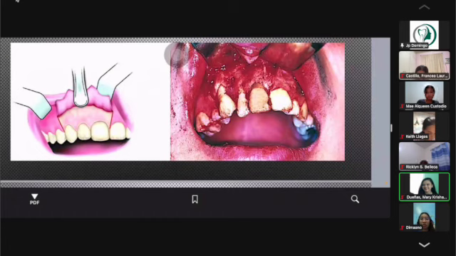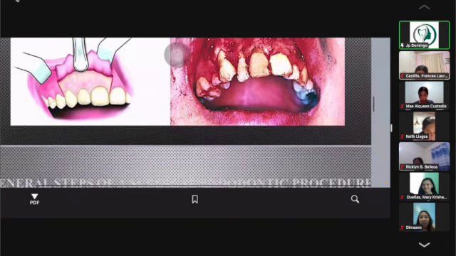The reflection now of the mucoperiosteum and the exposure of the labial alveolar cortical plate using our periosteal elevator. And after elevating the flap, we now retract the flap by using our Seldin retractors or Minnesota retractors.